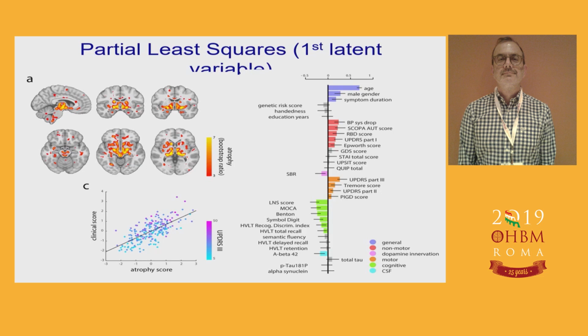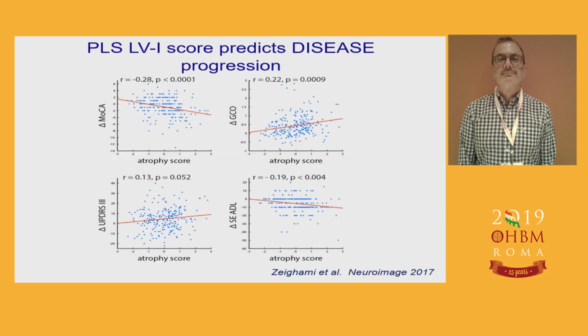But with PLS, we identified this one mode of degeneration that on the right you can see is correlated to almost all of the clinical measures of disease severity. Interestingly, we find two other modes of disease. So first of all, the first latent variable, for the score for each individual, predicts disease progression over 5 years. So at diagnosis, the amount of atrophy in this first latent variable is predictive of disease severity.